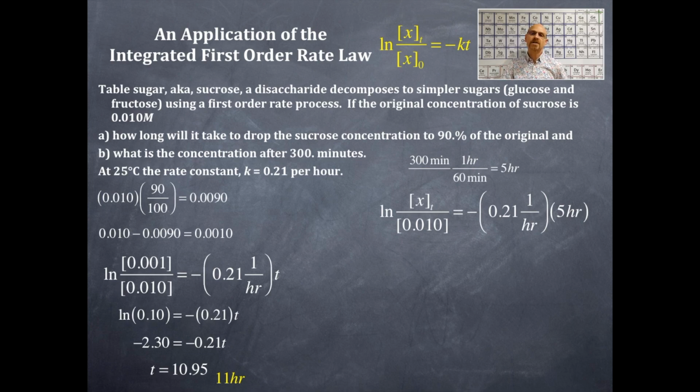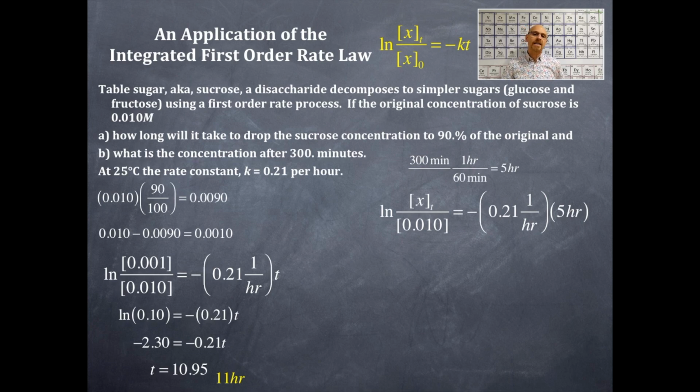Now I plugged into the integrated first order rate law. So I am solving for the concentration at 300 minutes, so that is x sub t. I know the original amount, that's x sub naught, or x sub 0, which is 0.010. I have the rate constant, that's 0.21 per hour, and I have the time at 5 hours. Again, you need to make sure that your rate constant and your time are in the same set of units so that you can cancel them out. That's one of the biggest mistakes that students make.